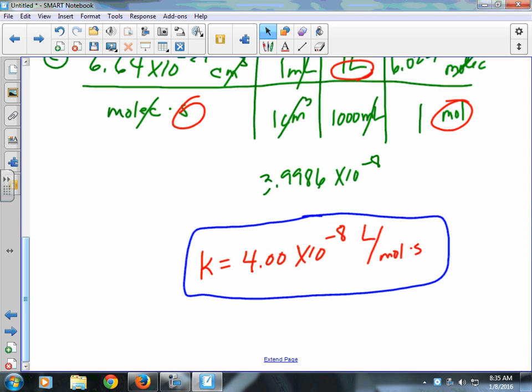Okay, so after this past couple of days, how are you feeling about method of initial rates? Do you feel like with just a little bit more practice, you can master it? Okay, I think so too. Will you do 24? Sure. Okay, so let's look at 24.